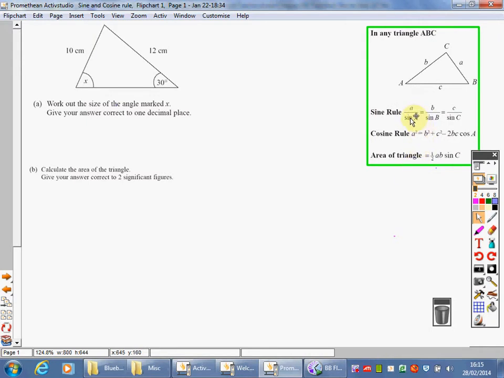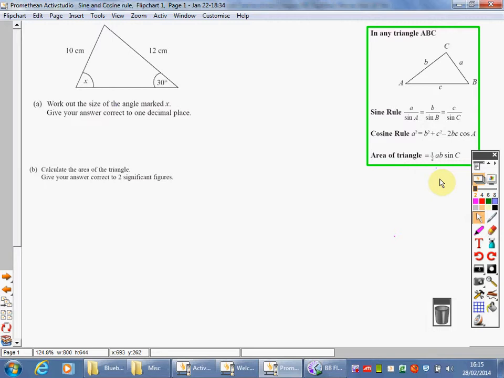You may need to know that a over sin A equals b over sin B equals c over sin C can also be written as sin A over a equals sin B over b equals sin C over c. There's also a rearrangement of this one that you may want to use, and that might be worth learning as well. We'll come to that later on. And finally, area of a triangle, half ab sin C.